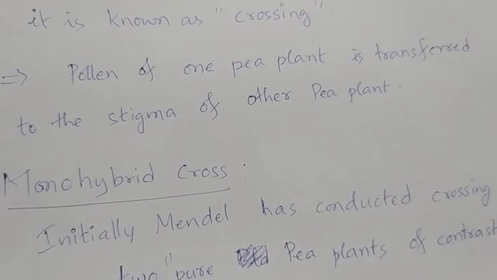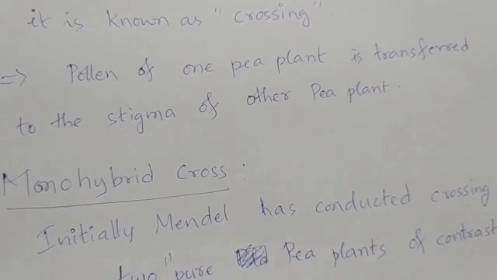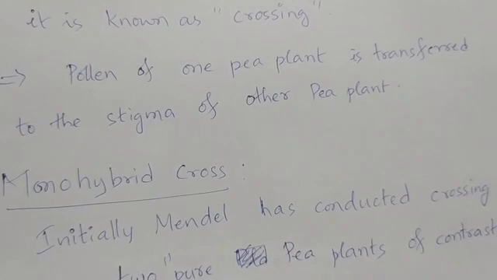The pollen of one pea plant is transferred to the stigma of the other pea plant. Here itself crossing is over. The result is fertilization followed by seed formation, and from the seed the next generation plants are going to be obtained.